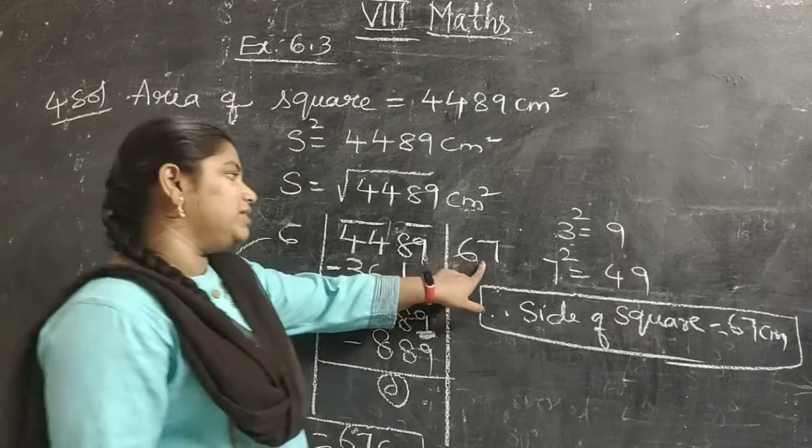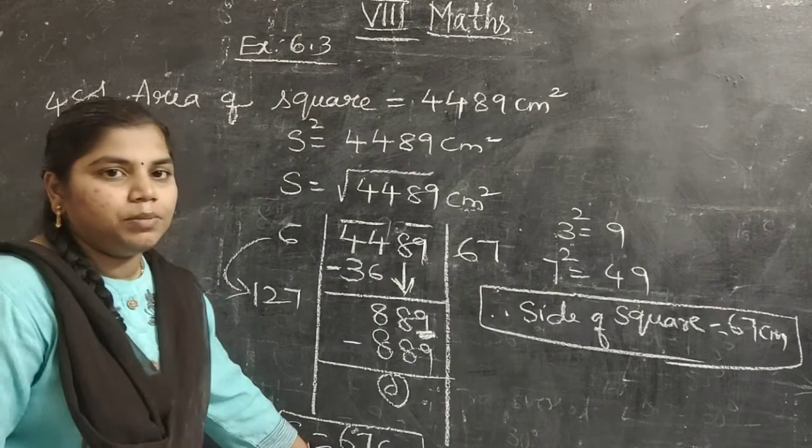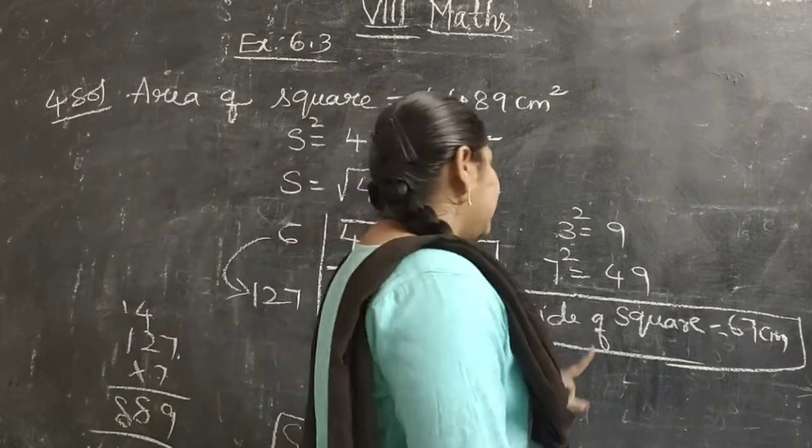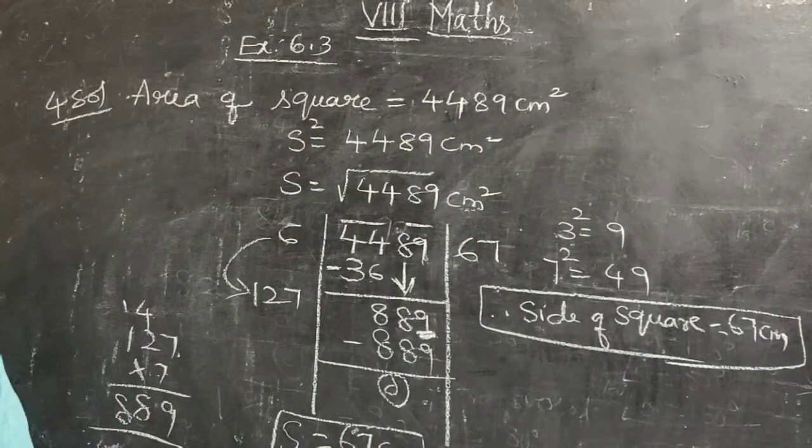So what is the quotient here? 67. That means the side value is how much? 67 centimeters. So what answer did you get? The side of a square is 67 centimeters.